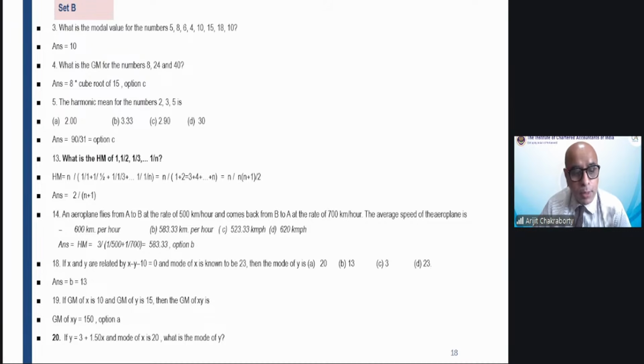So y is 3 plus 1.5x, mode of x is 20. What is the mode of y? So the mode of y will be equal to 3 plus 1.5 into the mode of x, which is 20 given. The reason being that mode is affected due to a shift of origin and scale. So accordingly, we have 3 plus 1.5 into 20, which gives us 1.5 into 20 is 30. 30 plus 3 is 33. Answer is 33.